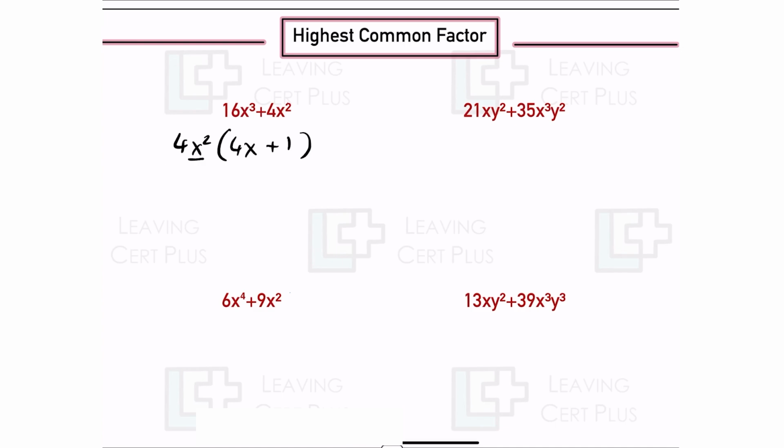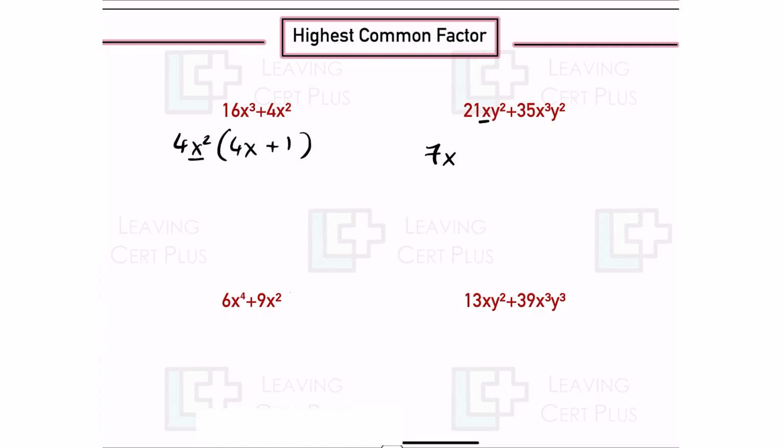I'd like you to pause the video and give this one a go. So first of all, focusing on the number. So we got 21 and 35. The highest common factor there is going to be 7. Next, if we focus on the x's, we got x to the power 1 here, and then x to the power 3. So the highest one we can take out is x to the power of 1.